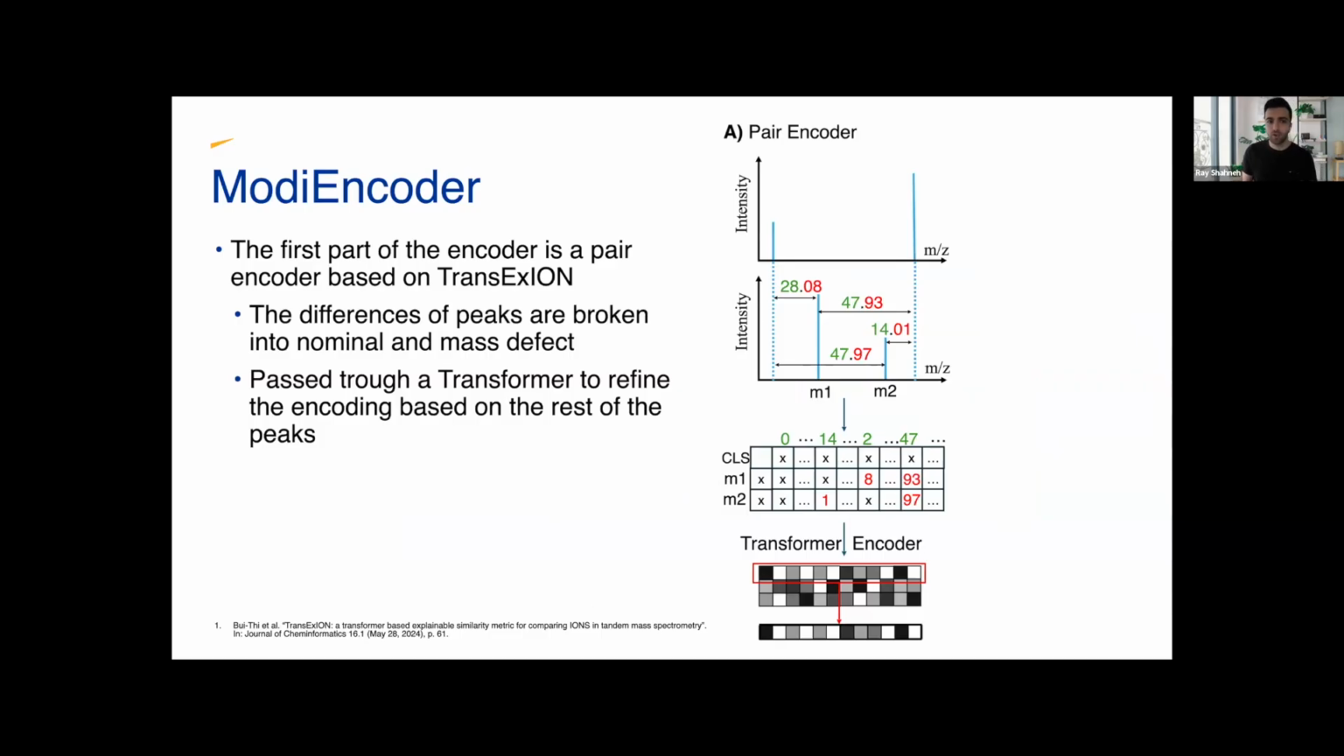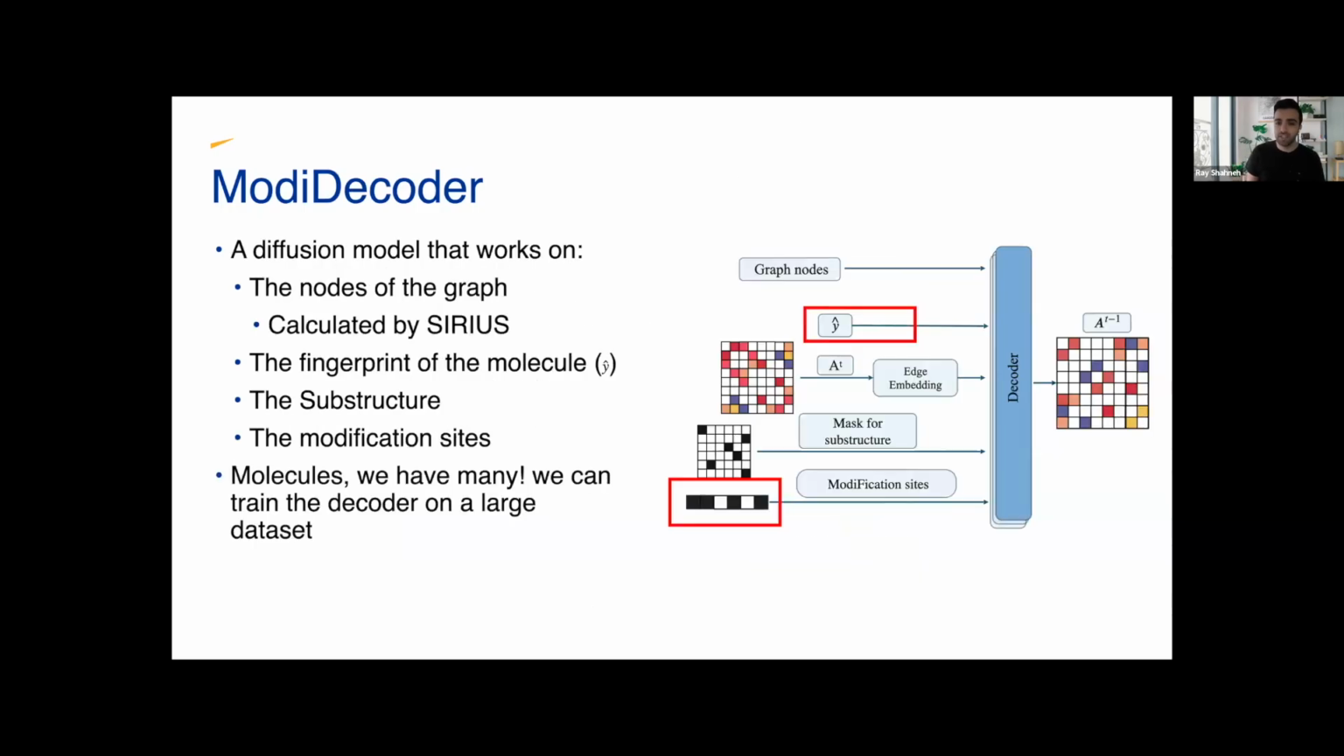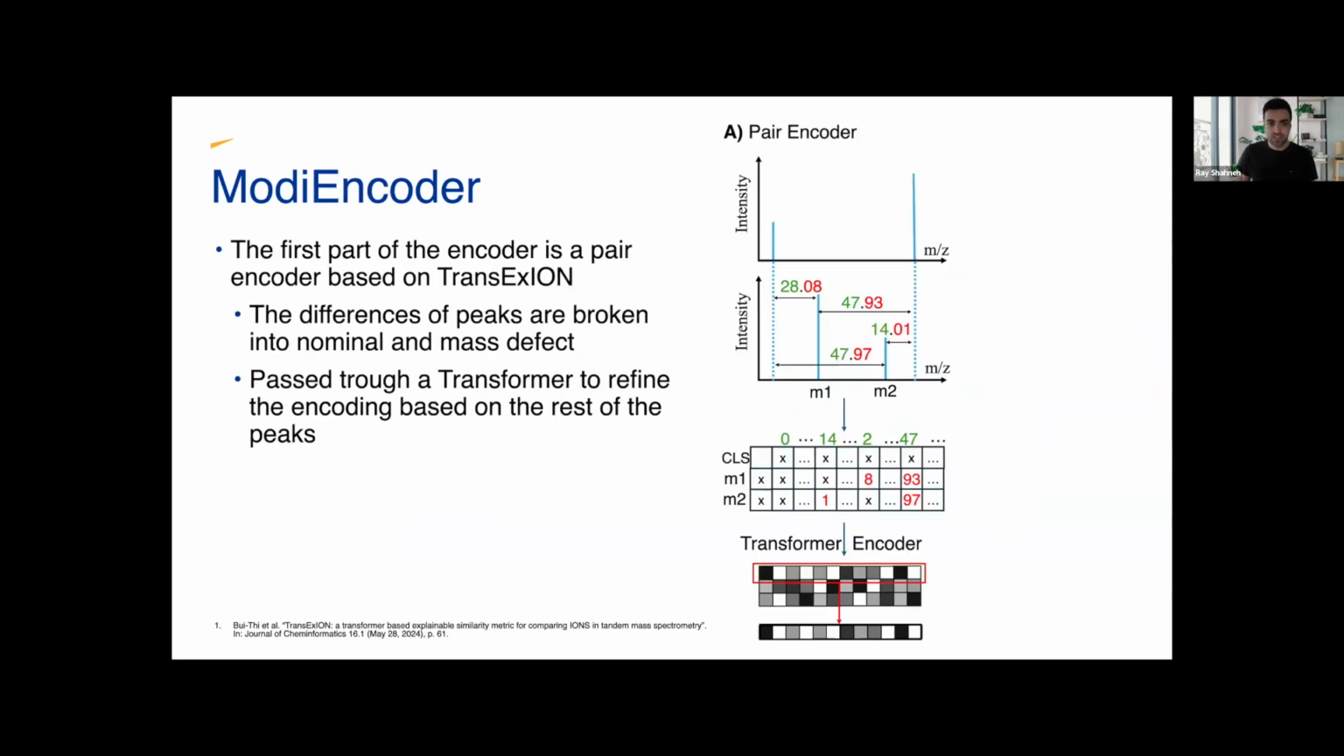Okay. So now the model has two parts. One is the encoder, which is going to give us the modification sites and the fingerprint, and then the decoder, which you're seeing here right now. So for the encoder part, we want to generate those two different things, right? The fingerprint and the modification site.